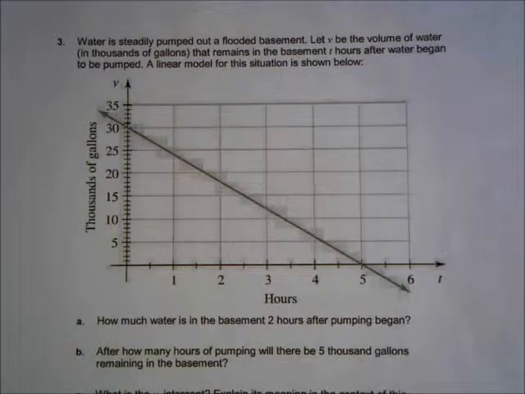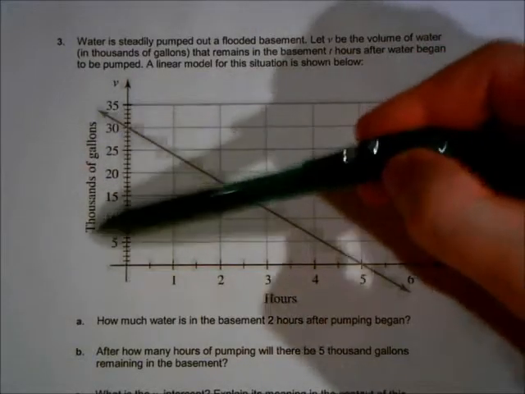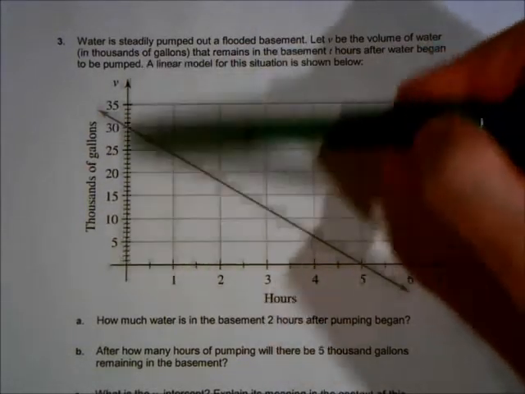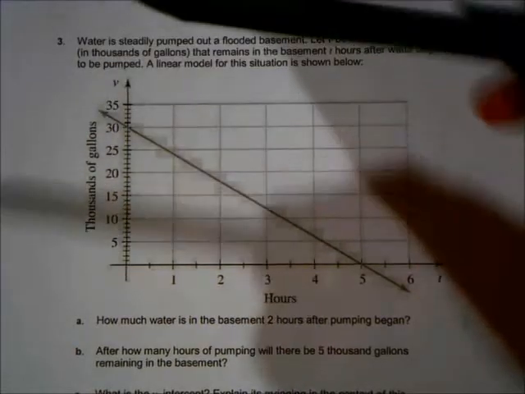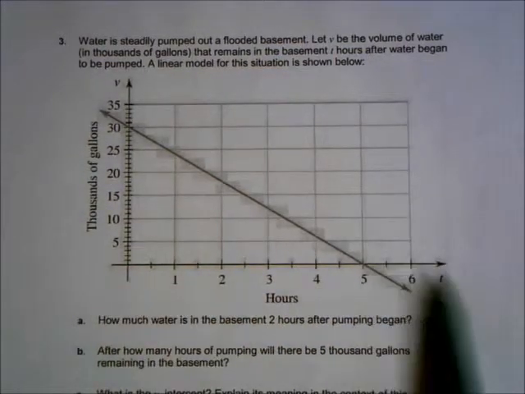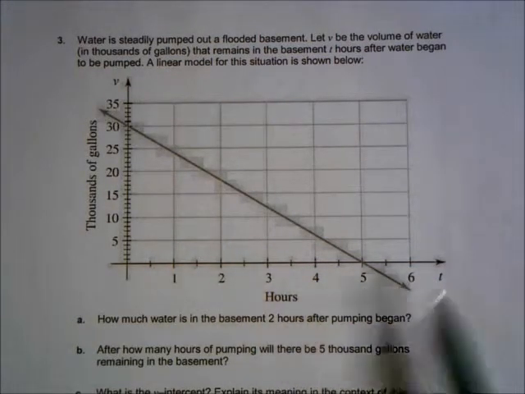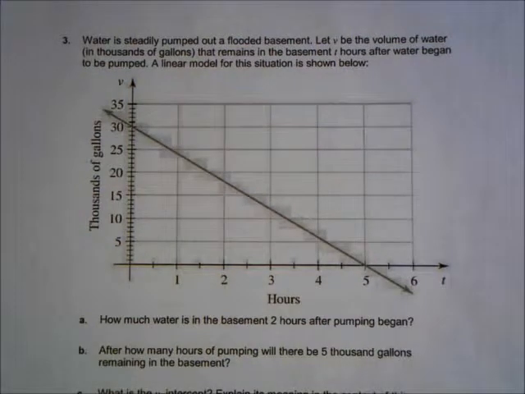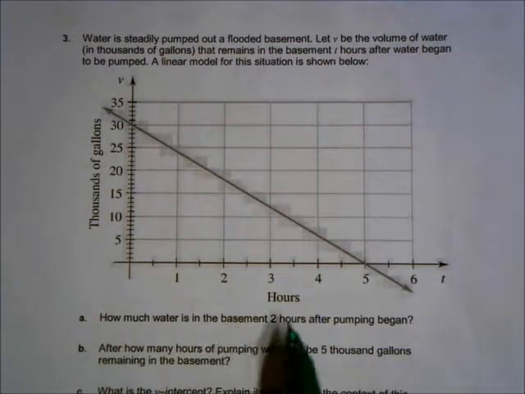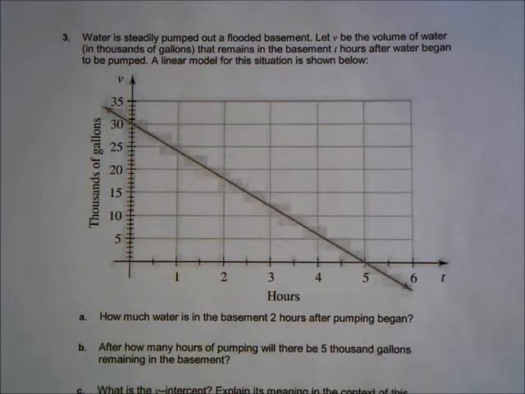Okay, so notice that we have thousands of gallons on our V axis this time. We're using V instead of Y. And we have hours along our T axis. We're using T instead of X. We don't always use X and Y. In this problem, using T for time and V for volume makes a lot more sense than using X and Y. Okay, so how much water is in the basement 2 hours after pumping began? The important thing here is 2 hours, which means they've given me a time unit.